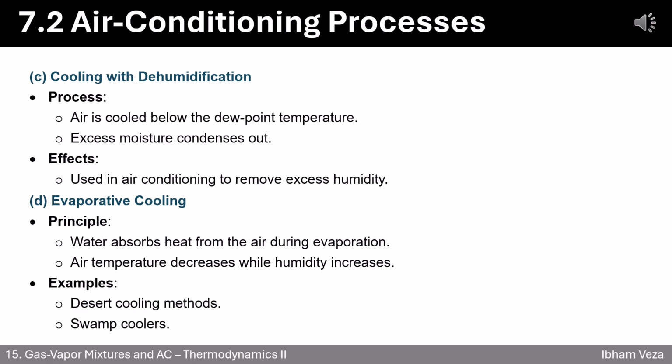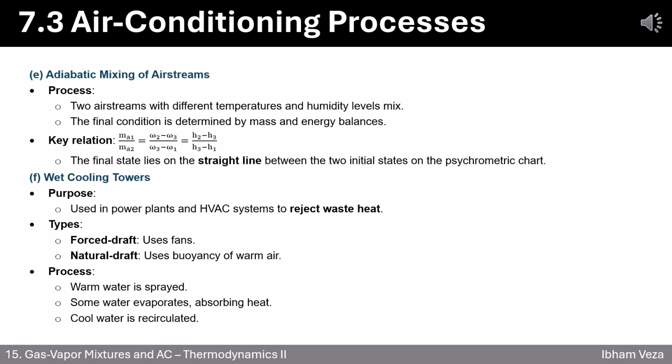As water evaporates, it absorbs heat from the air, lowering the temperature. However, this also increases the air's humidity. This method is commonly used in hot, dry regions. Examples include traditional desert cooling systems and devices like swamp coolers. Both of these processes are fundamental to creating comfortable indoor environments, especially in climates with extreme temperatures or humidity levels.